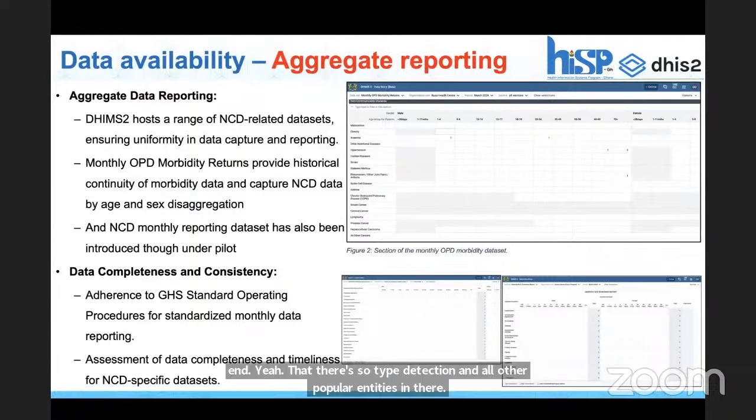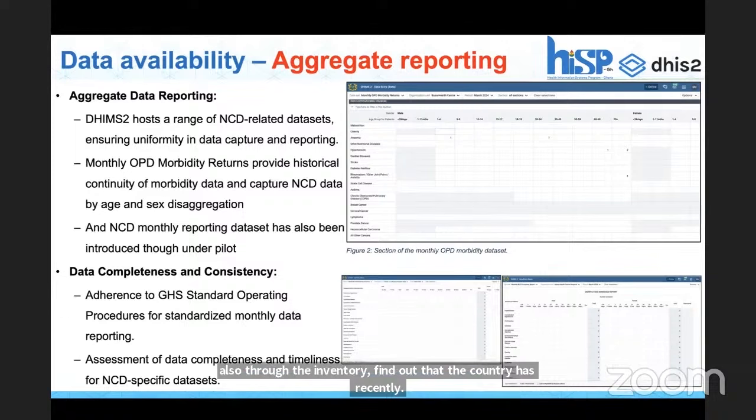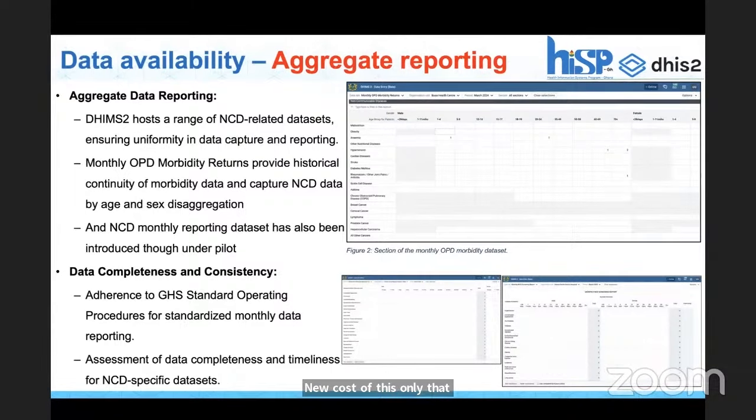We also, through the inventory, found out that the country has recently deployed new NCD-only data sets that will deal with NCD screening at the facility level, and also NCD diagnosis. That is trying to give a lot more detail and capture of data when it comes to NCDs, apart from what we have on the monthly OPD morbidity reporting form.